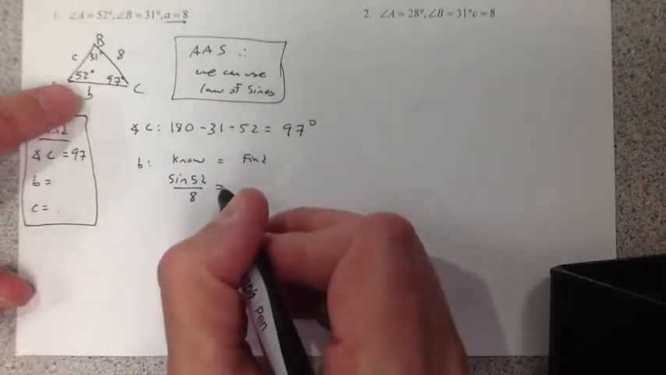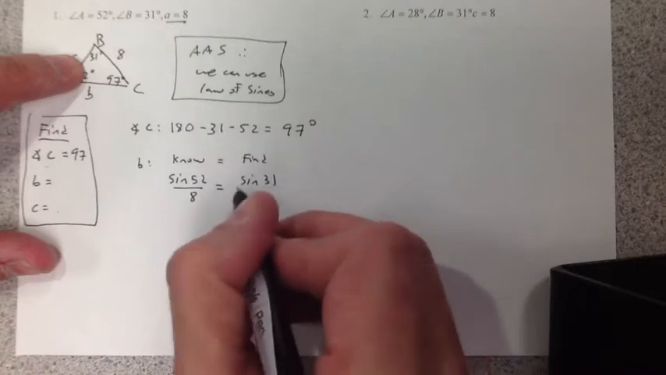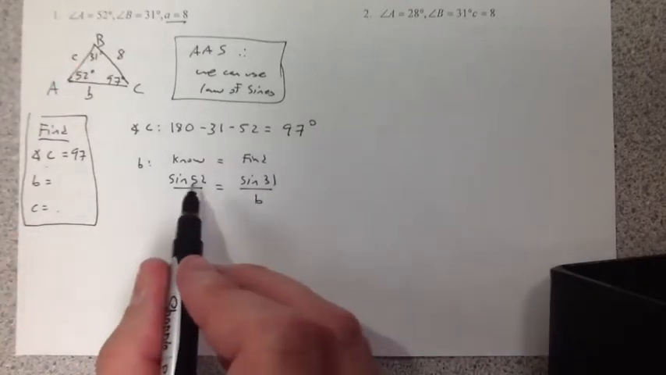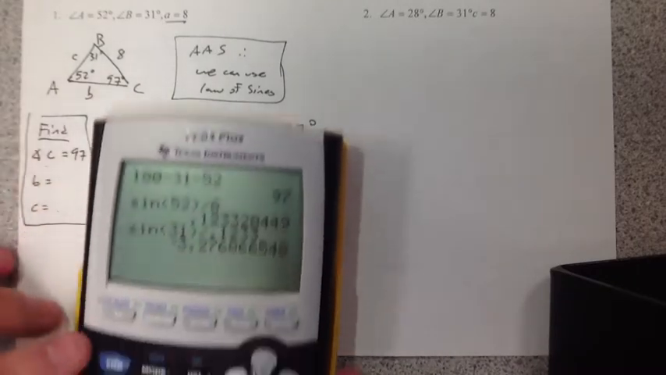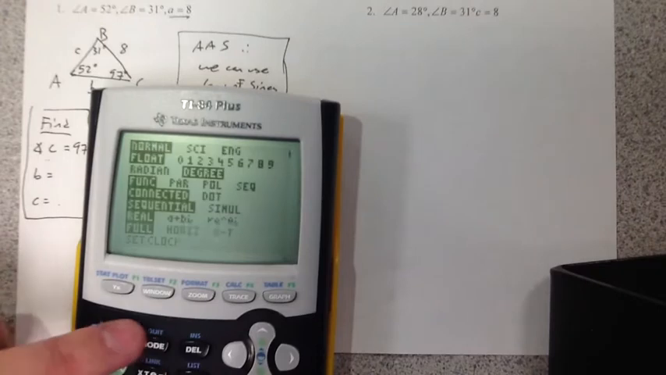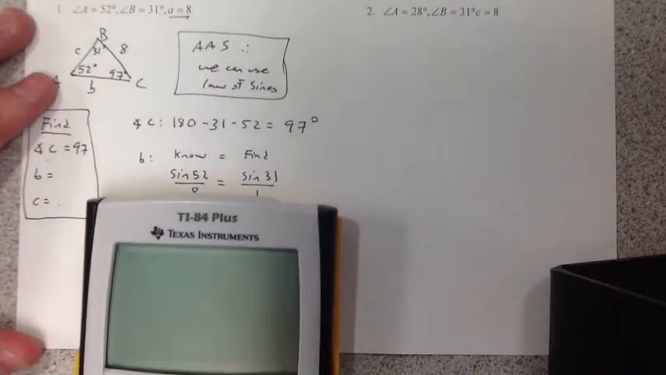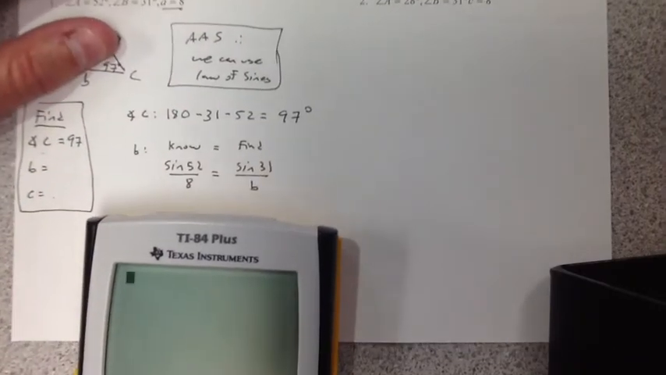And for b, I'm looking for b. I know its angle, so I take the sine of 31 over b. And I'm just going to solve this. Now, I'm going to use my calculator to simplify a lot of these values here. Make sure you're in the right mode. You want to be in degree mode on your calculator. So if I solve this one, the first thing I'm going to do is go ahead and divide.